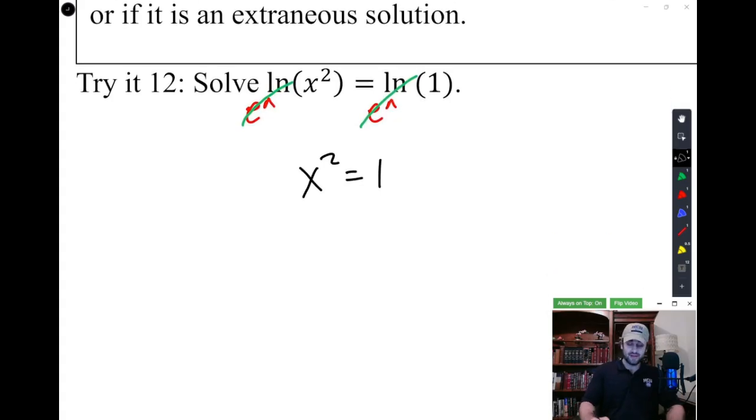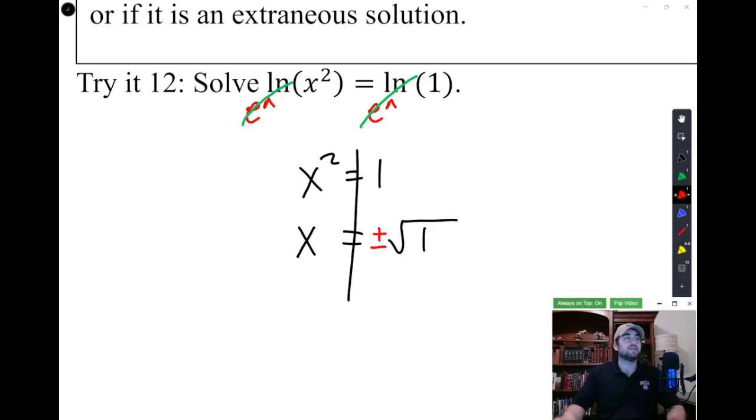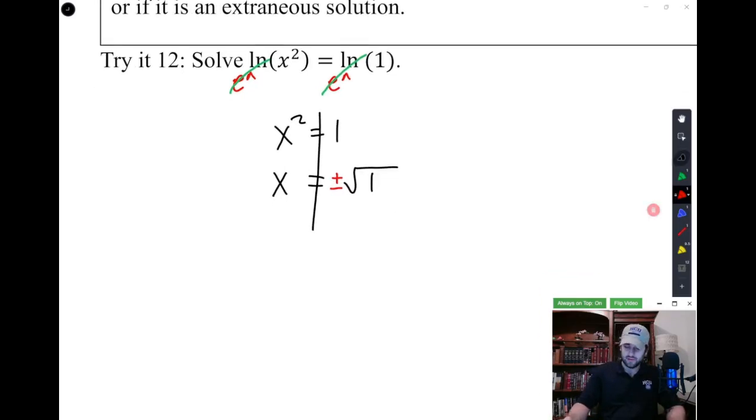And how do you solve that? Well, you square root both sides, and you get x equals the square root of 1. But since you introduced the square root to the problem, you have to introduce a plus or a minus. You undid a square, and so you introduce a plus or a minus. And so you're left with x equals 1 and x equals negative 1.